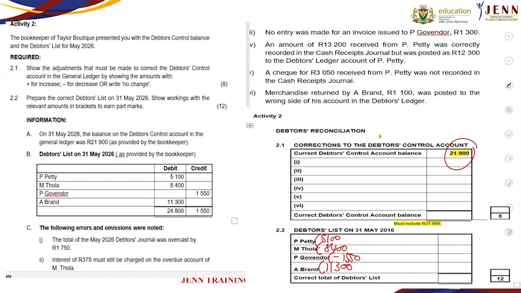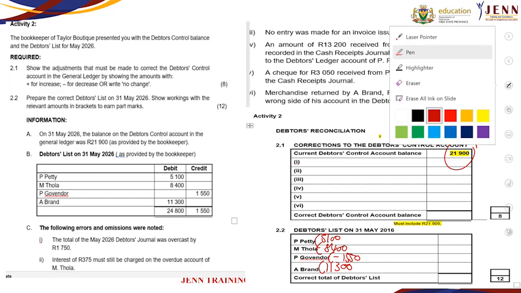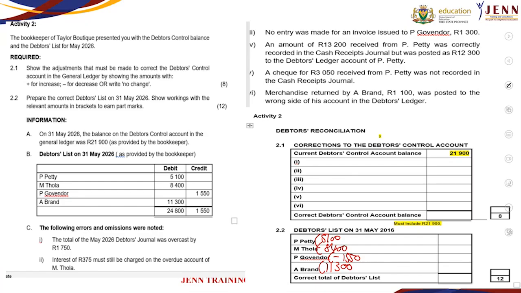Siunelo? Please unmute and give the answer, Siunelo. It's minus 1,150 on debtors control. It's going to affect debtors control positively or negatively? Positively or negatively, Siunelo? Negatively. Negatively, correct. We are going to go to the debtors control, and then we are going to say minus 1,750. Why? Because they say the amount was overcast. So meaning we recorded more, therefore we are supposed to subtract.